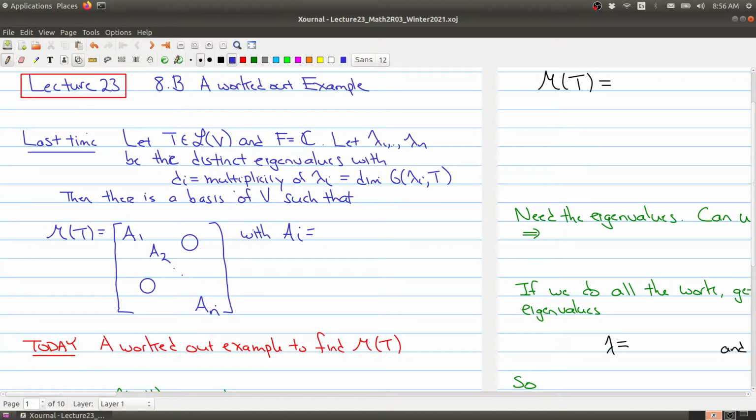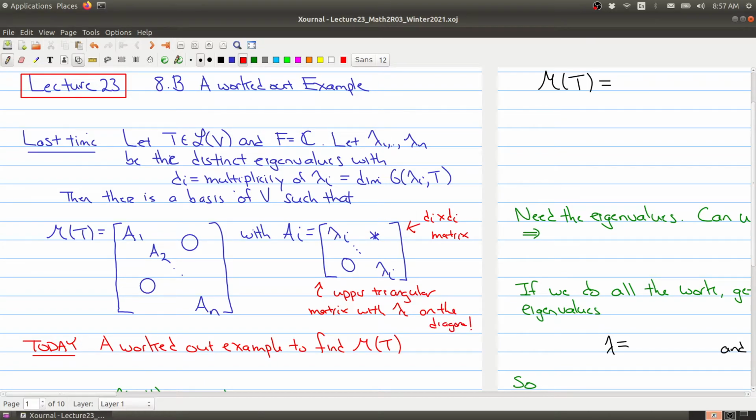These are all square matrices on the diagonal, and we have zeros off to the side. Each of these A_i is an upper triangular matrix where on the diagonal we have the ith eigenvalue, and up here are some possibly non-zero values. This is a d_i by d_i matrix. So A1 is a d1 by d1 matrix with lambda 1s down the diagonal and something on the upper right-hand side. So this is an upper triangular matrix with lambda_i on the diagonal.